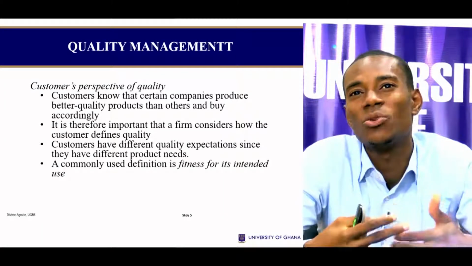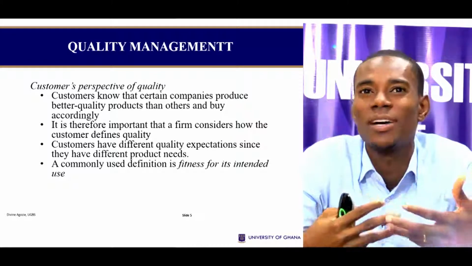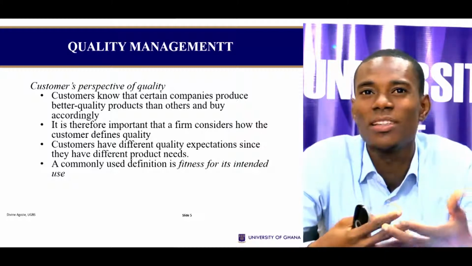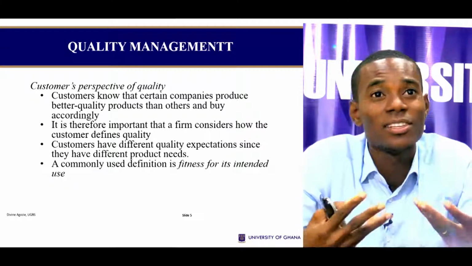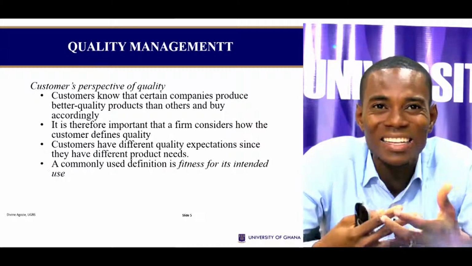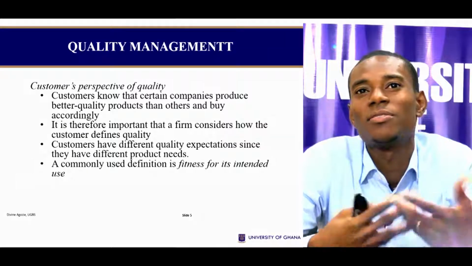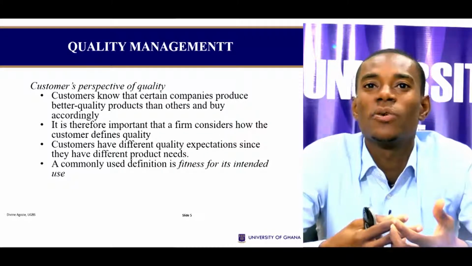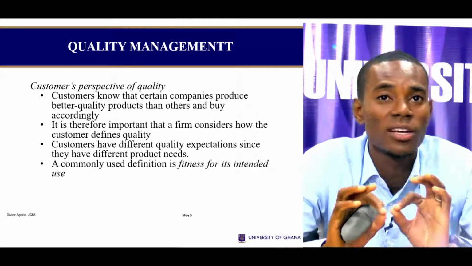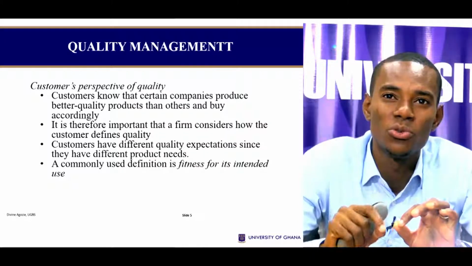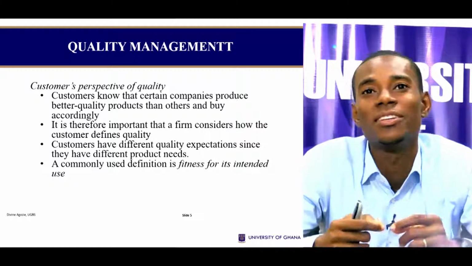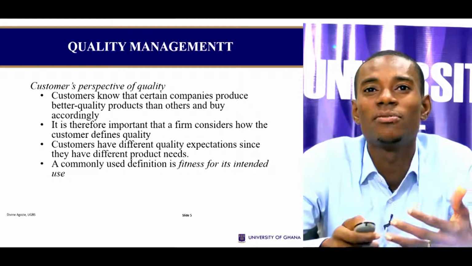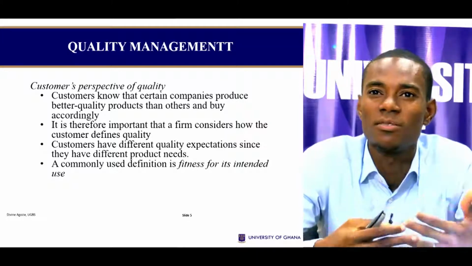It is therefore important for a firm to consider how the customer actually defines quality. If customers buy according to what you churn out, based on the quality of the product, then it's apparent that organizations, individuals or business persons must understand quality from the perspective of their customers. Customers have different quality expectations since they have different product needs. So a commonly used definition is fitness for intended use. Once whatever you give the customer does what it's supposed to do, or if we are lucky even goes beyond what the customer wants, then the customer will be happy. And so we commonly define quality from the customer's perspective as fitness for the product's intended use.